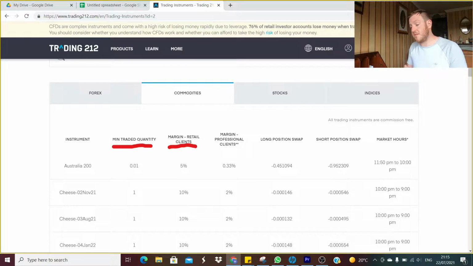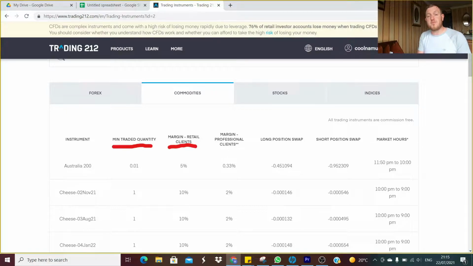And as I'm going through this list, you will probably also notice that they have a minimum quantity that you can trade for each type of commodity, and they also have your margin percentage. But first off, the minimum traded quantity, that is the lowest unit of that particular commodity that you can trade. So whether it be, say, a bushel of wheat or a barrel of oil, they have their lowest common unit size, and that is what they mean by that.